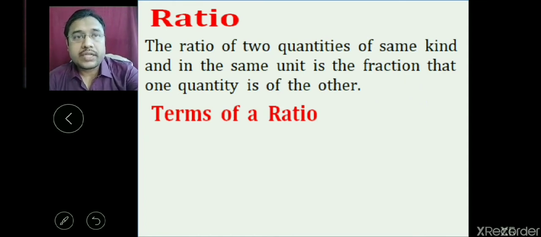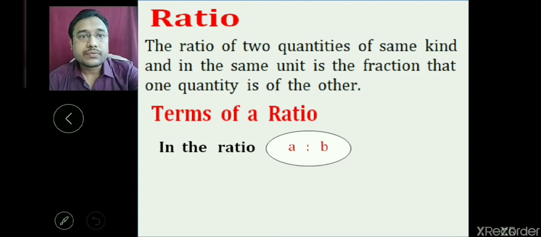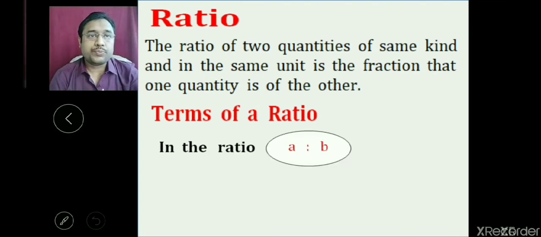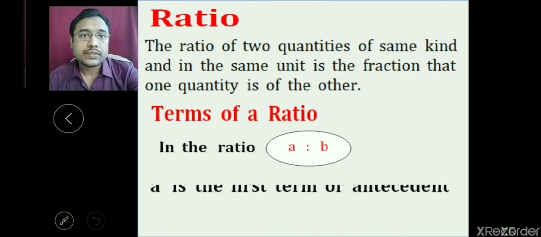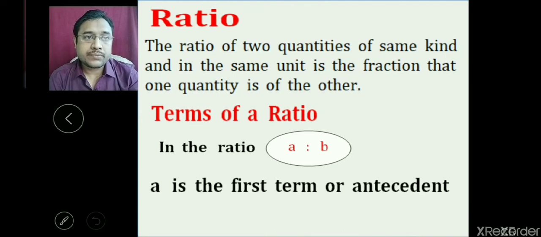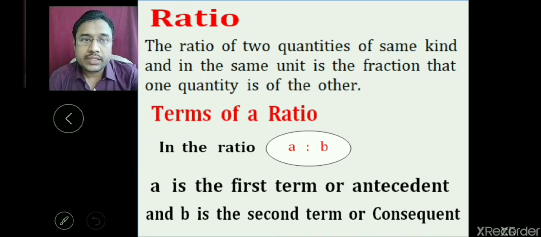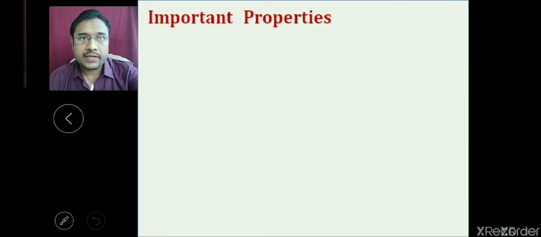Now you understand terms of the ratio. In the ratio a is to b, a is called the first term or antecedent, and b is called the second term or consequent. Then some important properties you have to see.